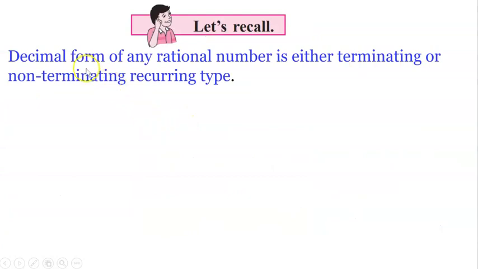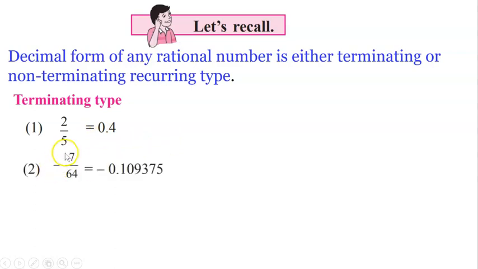Now next, the decimal form of any rational number is either terminating or non-terminating recurring type. Now see this here, terminating type. Here the division ends. If we divide 2 by 5, then you will have 0.4. Okay, this is terminating type. Next, minus 7 upon 64 is equal to minus 0.109375. Again, this is a terminating type.